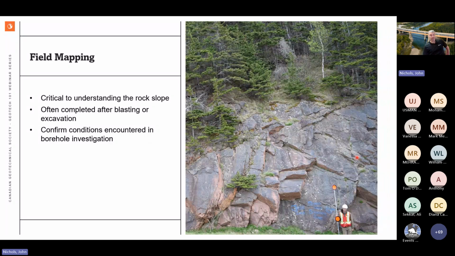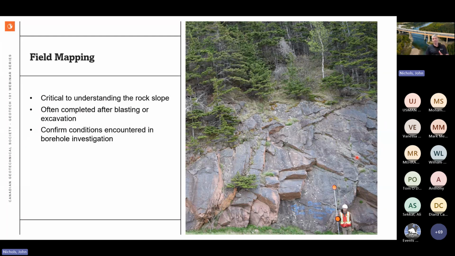So we need to get in the field. We need to get out there. We need to see stuff. And field mapping is critical, especially for rock slopes. And it needs to be completed. Understanding these joint sets and their parameters is different from borehole drilling. You don't see the persistence. You don't see the character. You don't see how they interact, how this joint set interacts. So you really need to see it. And sometimes it's not until it's exposed, it's blasted, that you can really make that assessment.